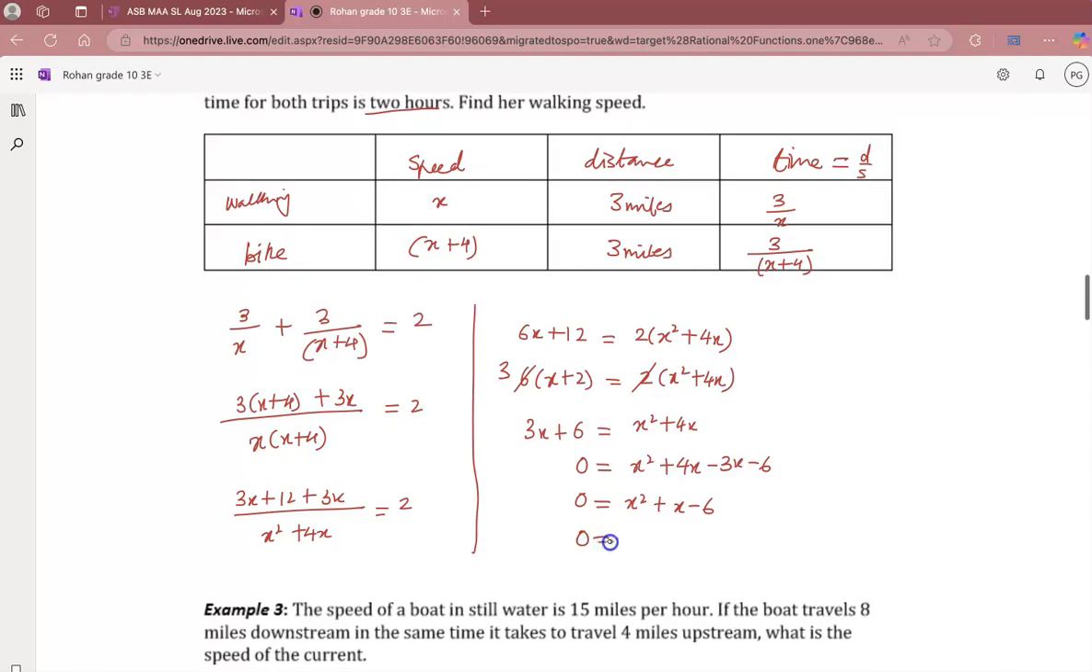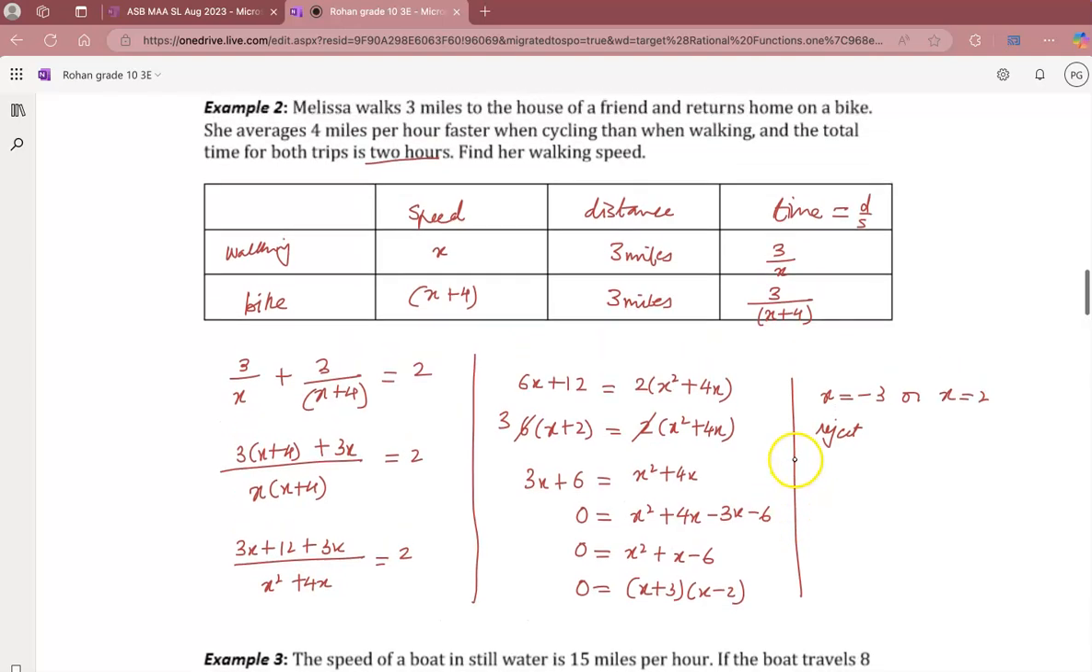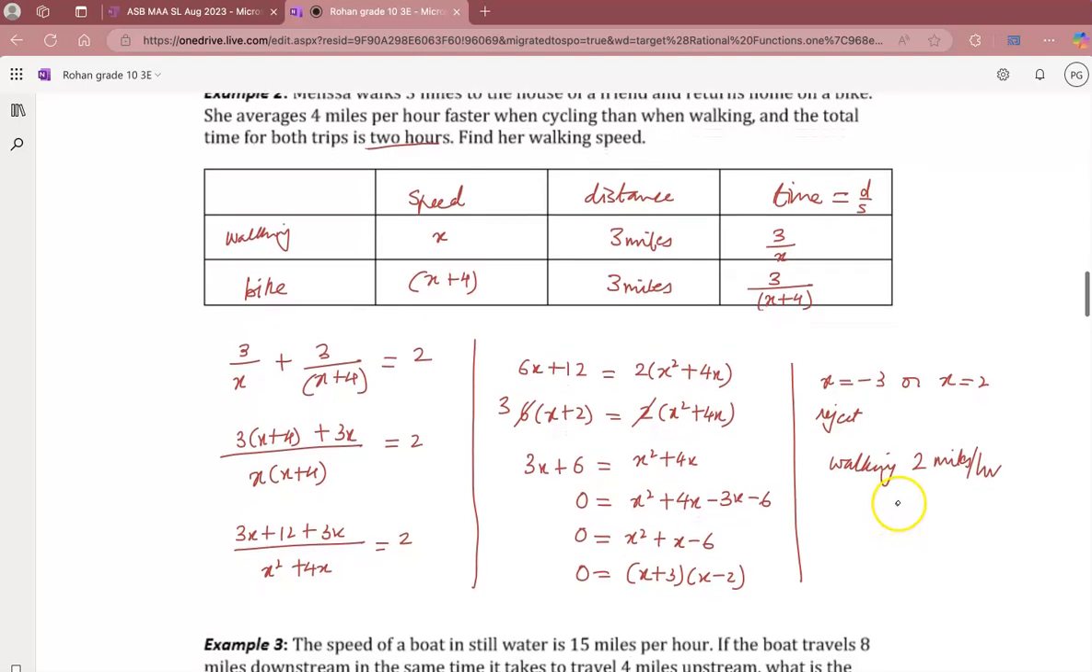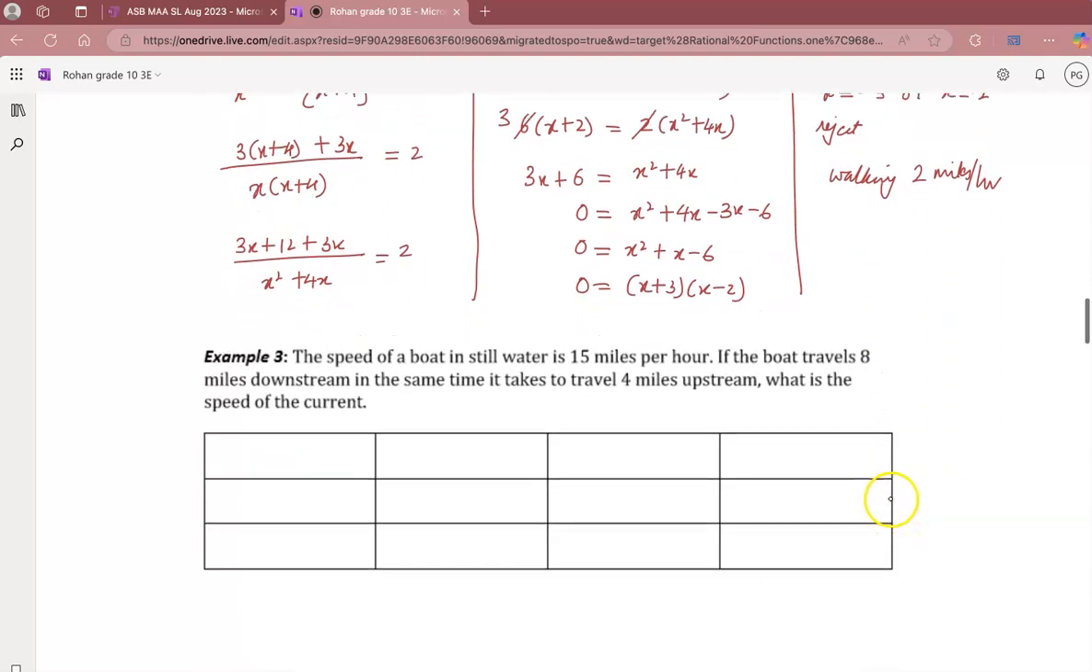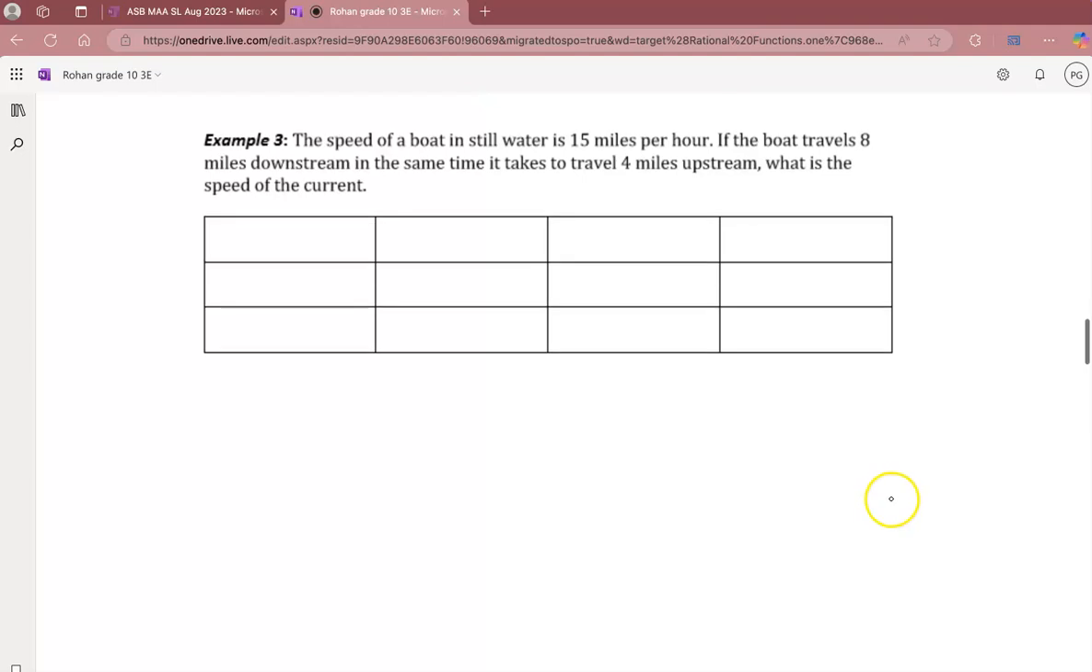Minus 6, 8, 3 and 2. x minus 2. So x is equal to minus 3 or 2. How can it be minus? So reject the solution. So find the walking speed. The walking speed is 2 miles per hour, because the cycling and walking were in miles per hour, right?